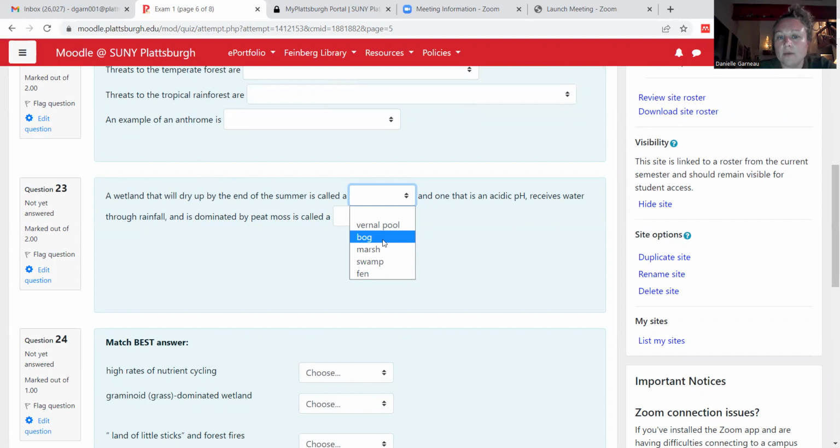Bogs, we talked about them in the boreal forest, where the water's coming in through rainfall, it's permanently kind of soggy, like the scotosols. Marshes are going to have that marsh grass and be submerged the majority of the time as well. The fen is kind of like a bog, except the way that it receives its moisture is different. Vernal pool, these are also called ephemeral ponds.